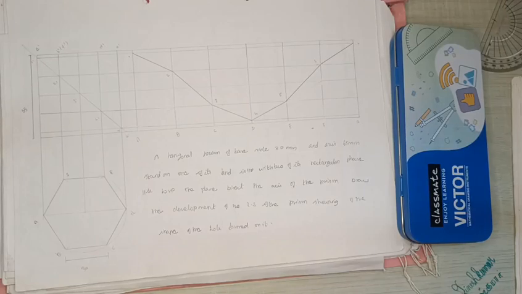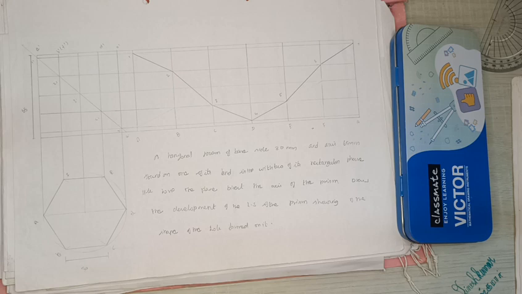Next problem. A hexagonal prism of base side 30 mm and axis 65 mm stands on its end in the HP with two of the rectangular planes perpendicular to the plane. Bisect the axis of the prism. Draw the development of the lateral surface of the prism showing the shape of the section formed on it.